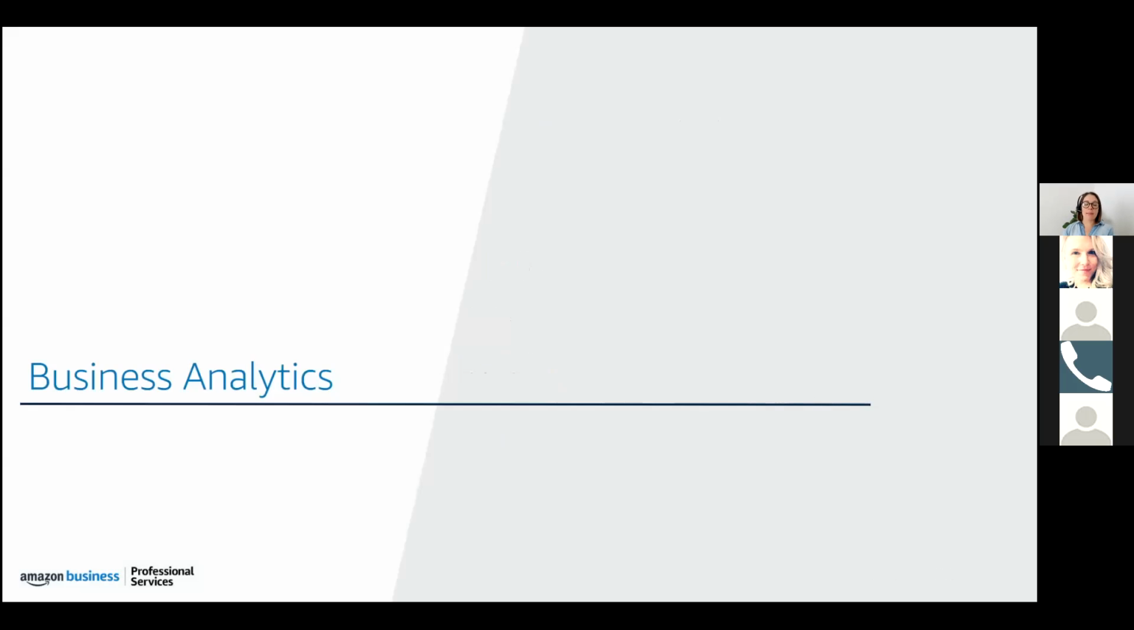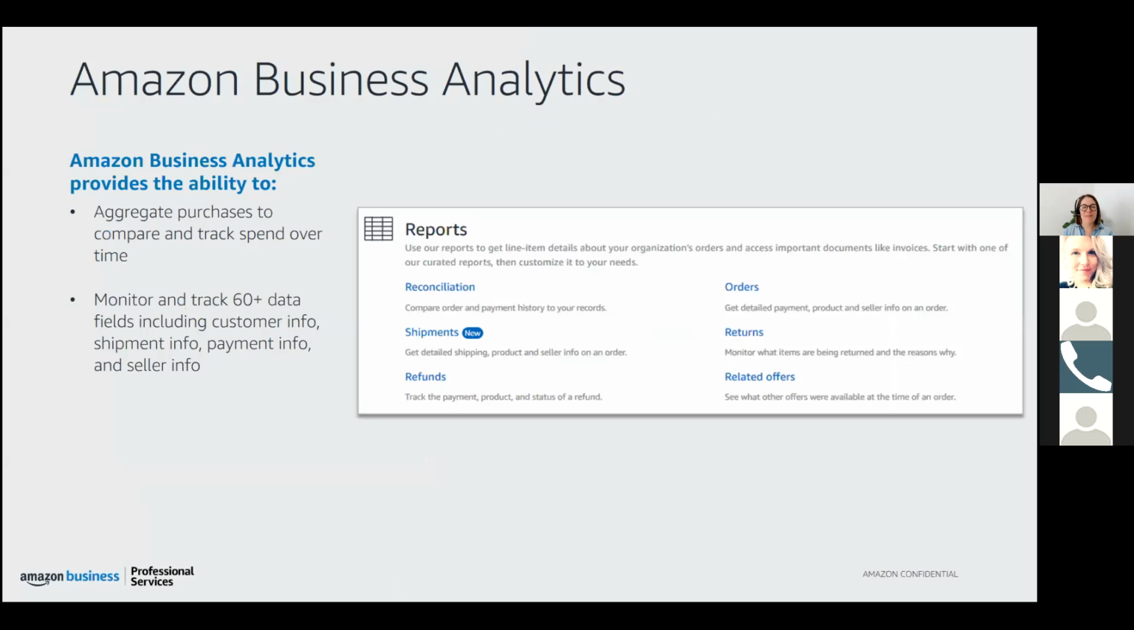Okay, let's talk about Amazon Business Analytics. This is where you can aggregate your purchases over time to compare and track spend. You can monitor and track up to 60 data fields. In this image, you see the 6 reports that we have available for you. The most detailed is the orders report, where you can get detailed payment, product, and seller information.